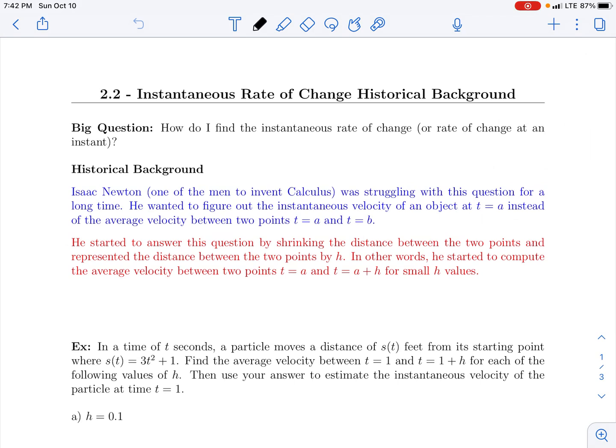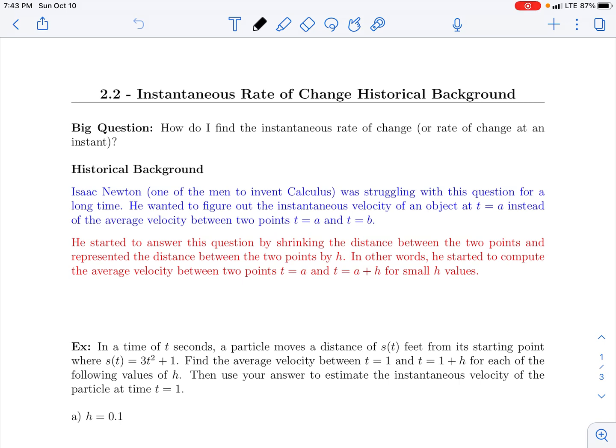Hello everyone. So today we're going to talk about the instantaneous rate of change. I'm going to first give you a historical background, because this is basically why calculus was invented. So, why do we study calculus? Well, there are two main reasons. One has to do with the rate of change, and the other has to do with accumulation.